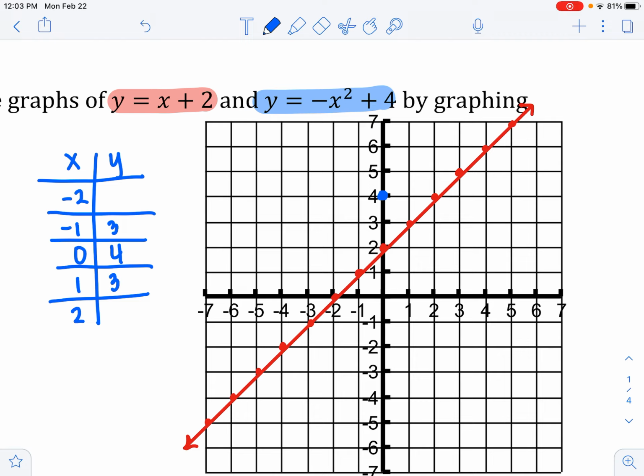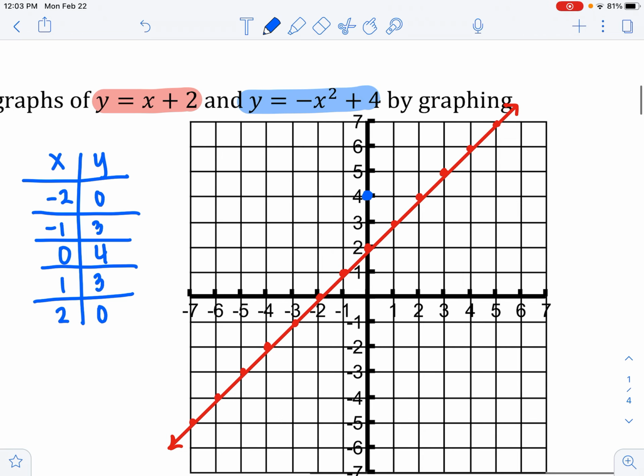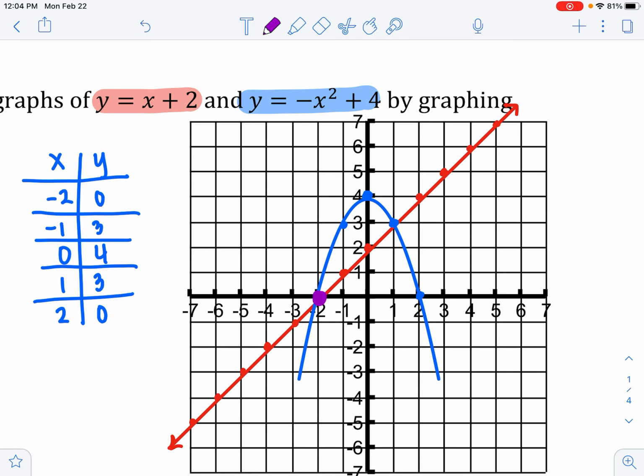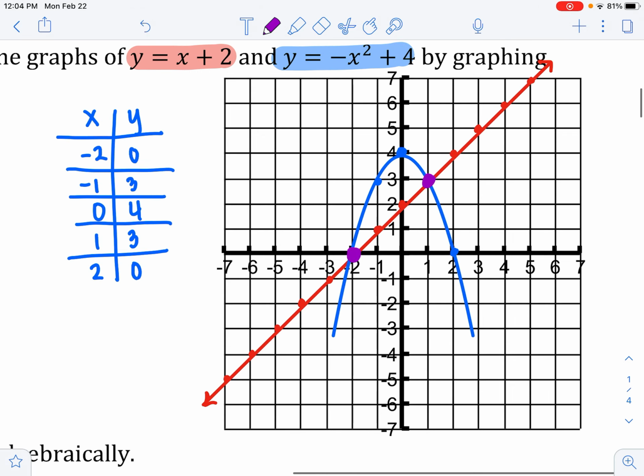Plugging in 1. 1 squared is 1. The opposite of that's negative 1 plus 4 is 3. Then I'll plug in 2. 2 squared is 4. The opposite of that is negative 4 plus 4 is 0. So I have negative 2, 0, negative 1, 3, and then their reflections. So connect those points. And there is my parabola.